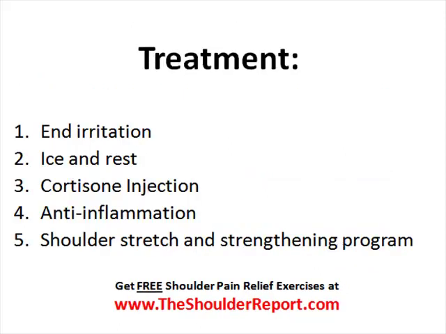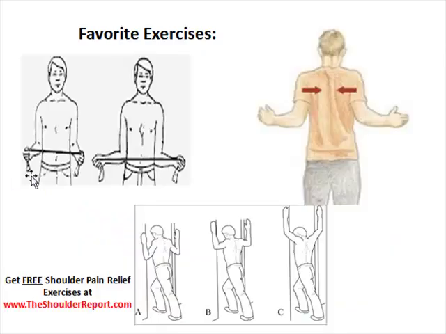So treatment-wise, the first step to take is to seek counsel with a professional. The second step is to end the irritation of the movement or reason why you developed the pain, whether it be position or movement. And you do this by just stopping any irritating activities, whether it be lifting your shoulder forward, overhead, or to the side. Ice and rest usually does wonders. Cortisone injection and anti-inflammation medicine helps greatly, and then obviously a very appropriate and correctly designed shoulder stretching and strengthening program. Here's just a couple of my favorite exercises.